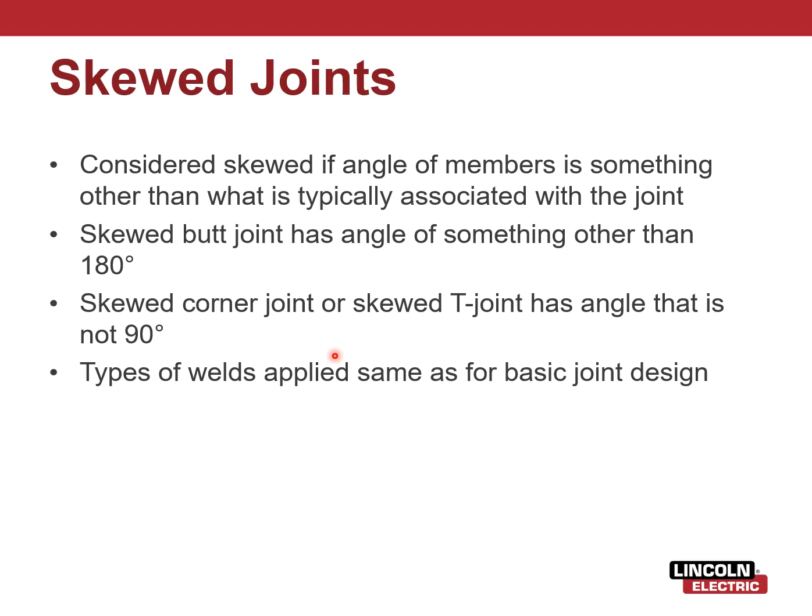So, more on skewed joints. Yeah, a skewed butt joint has an angle of something other than 180. So other than them being perfectly lined up, it is considered a skewed butt joint. For corner joints or T-joints, if it has an angle that is not 90, so if it is not perpendicular, it's considered skewed, but the type of weld applied would be the same as for a non-skewed joint. Okay, so it would still be considered a fillet weld.